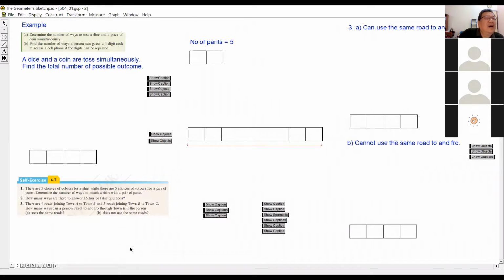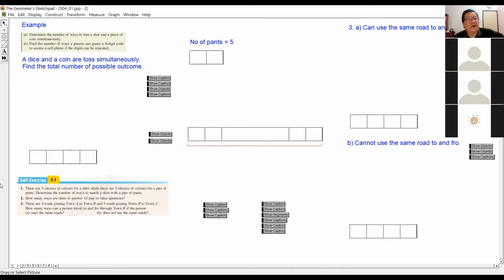Determine the number of ways to toss a dice and a coin simultaneously. Okay, so part A: a dice and a coin are tossed simultaneously. Find the total number of possible outcomes. So if they are thrown together, how many possible outcomes are there? Now this appears like a probability question, but we are not going to find the probability. We just want to know how many ways there are.